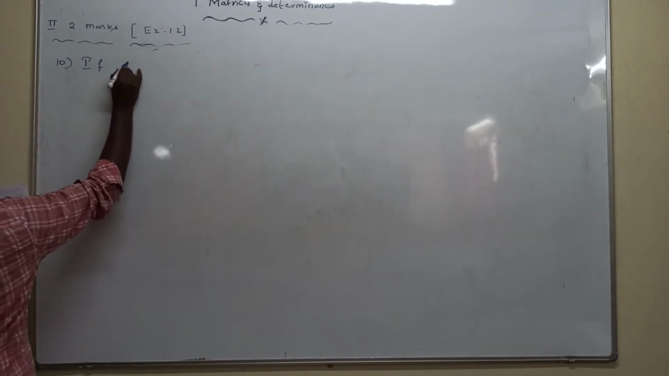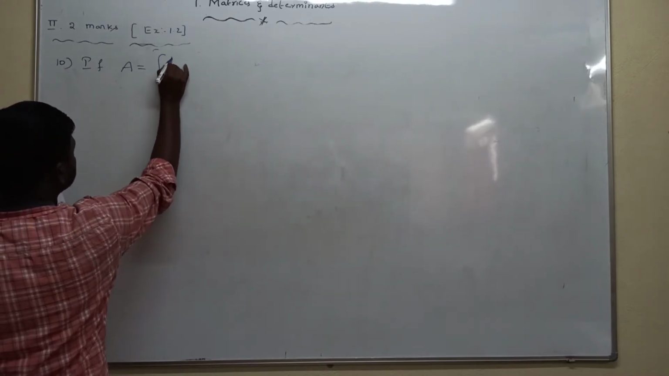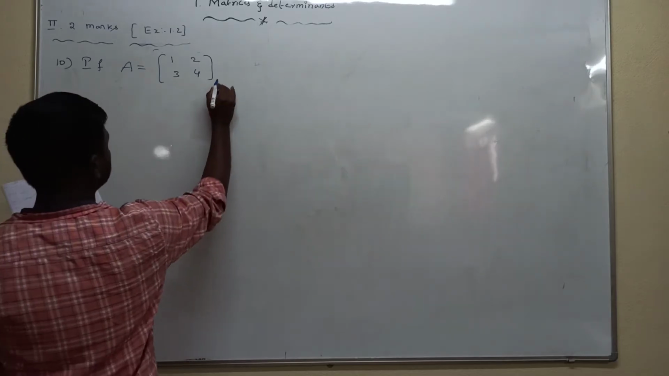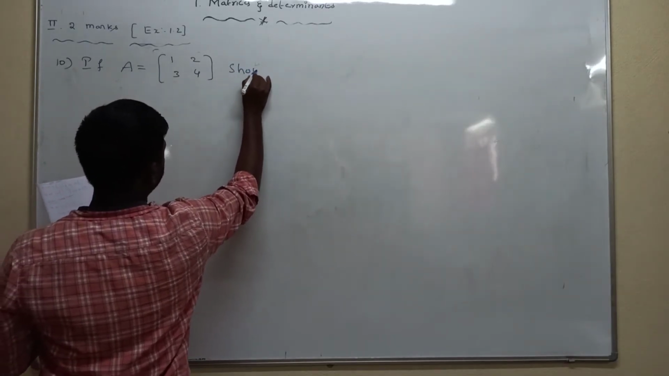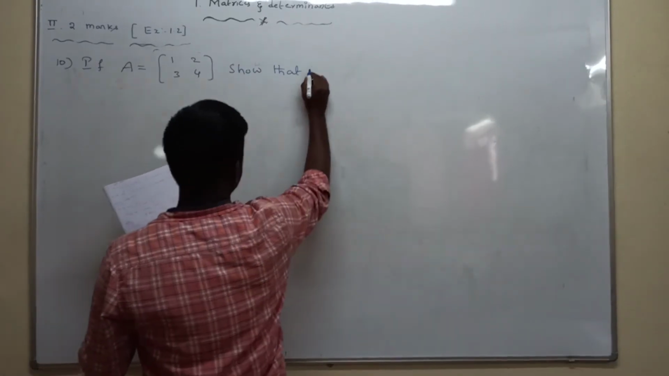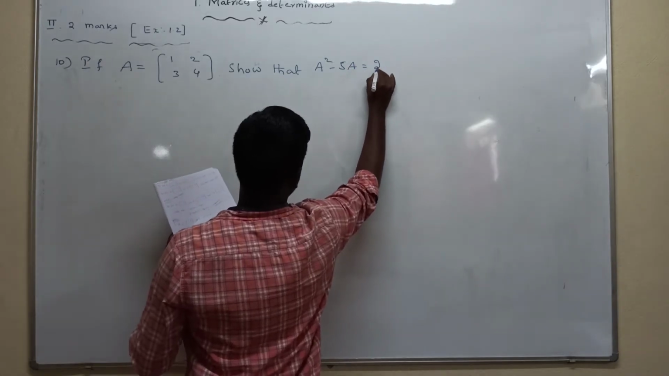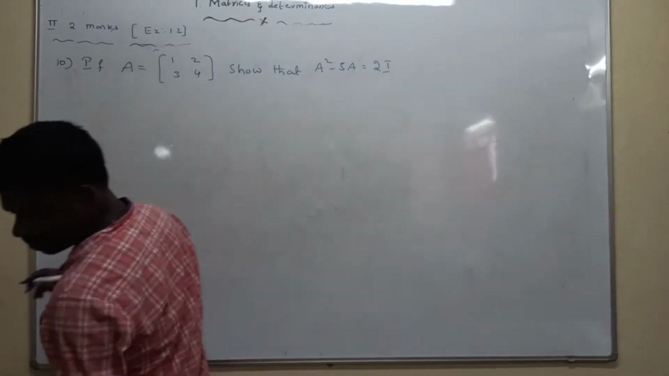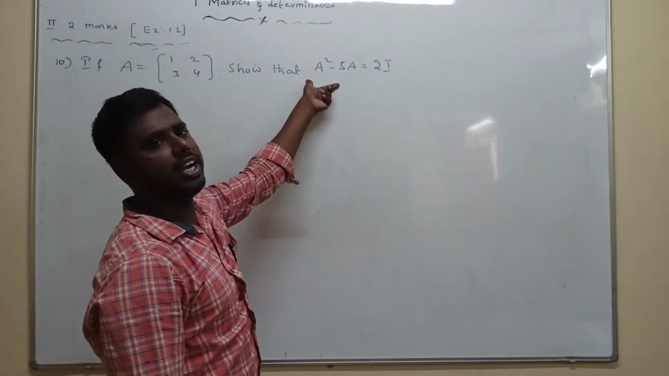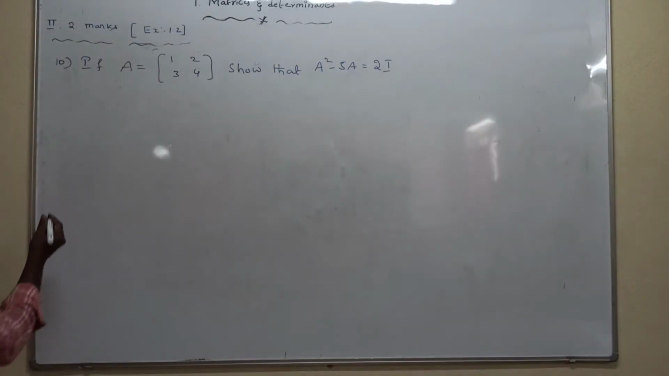Here capital A is equal to 1 2 3 4. Show that, or prove that, both mean the same: show that A square minus 5A is equal to 2I. So dear students, don't get confused. Take the left hand side condition to prove the RHS condition. See the solution.